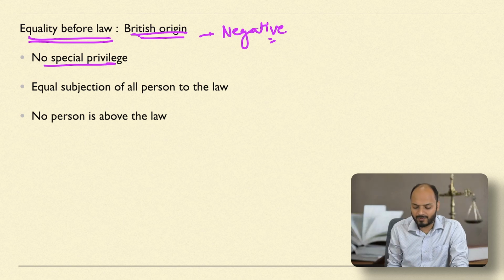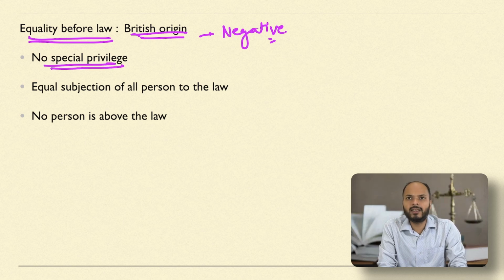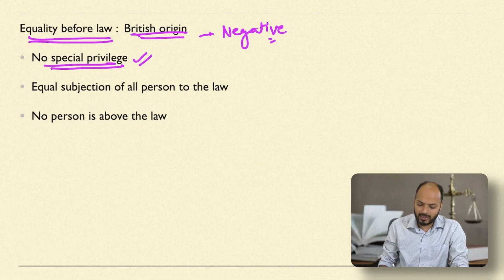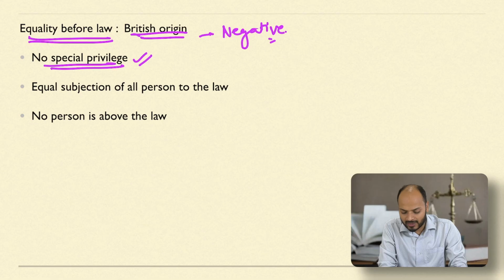First is no special privilege, right? The state cannot make special privileges for any category of people or any one person. That is what this first aspect of equality before law is, that no special privileges have to be given to any person or any group of persons, right?